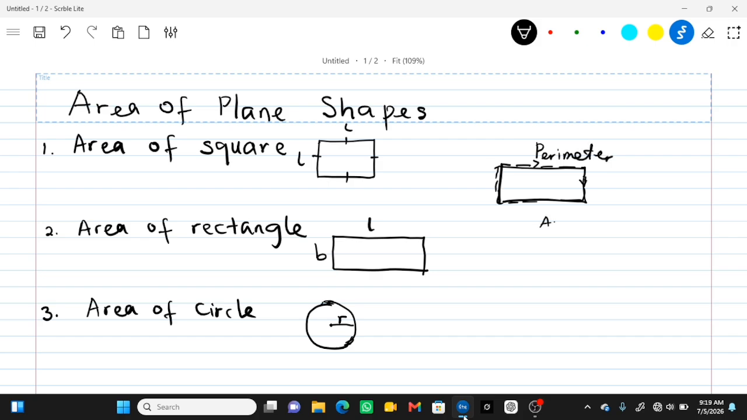But in area we want to find the amount of space that the shape covers. This space, or everything here that the shape covers. So we can say area is the amount of space the shape covers.